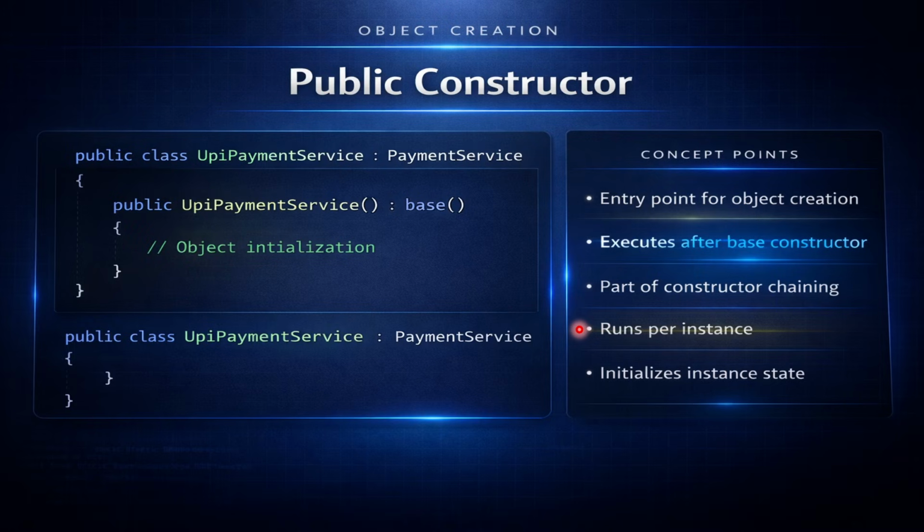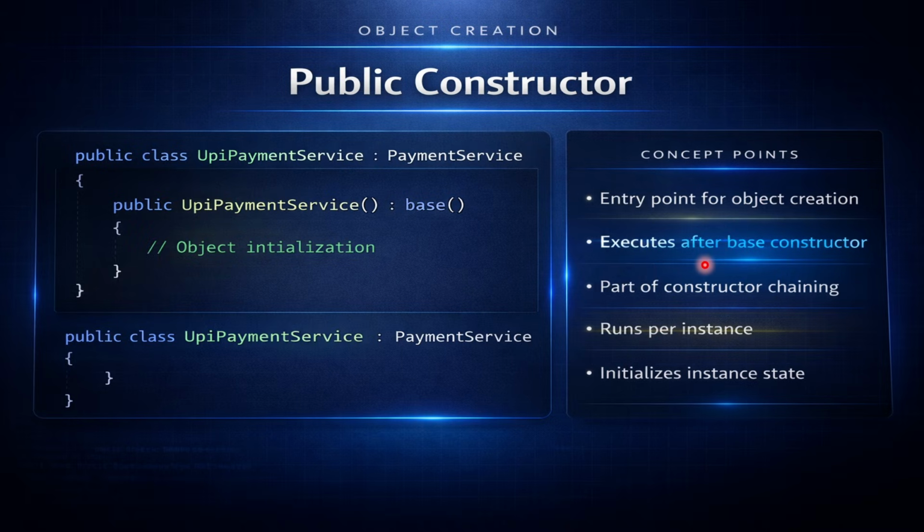And the last thing is the public constructor, which is wide open for all. Anyone can use it. It basically is the entry point of object creation. The moment you create an object of this class, or any class which has a public constructor, the object initialization starts here. The moment you create an instance, it is because of this constructor that we are allowed to create the instance.